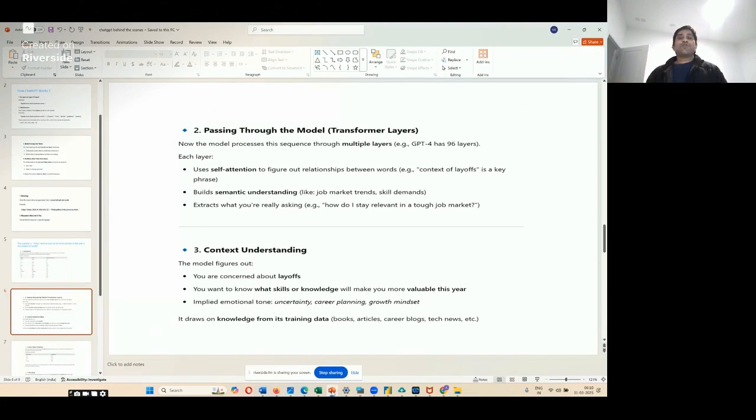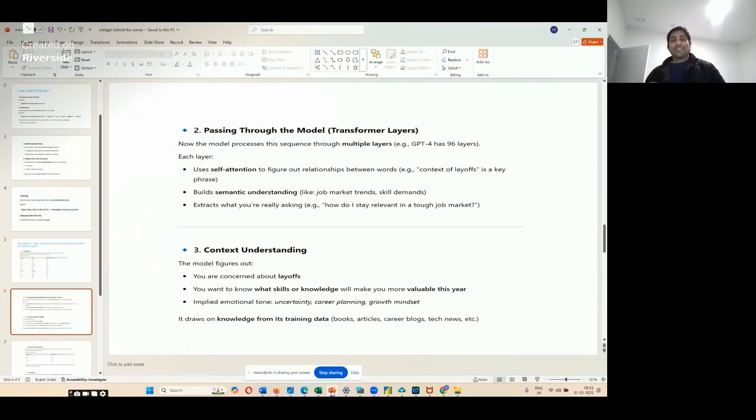The transformer uses a self-attention mechanism to figure out the relationship between the words. First, it sees what context this input is in, like the context of layoffs. It will try to build the key phrases. Once that is done, the semantic understanding is built. In this sentence, we are asking in the context of layoffs what you want to learn, like job market trends and skill demands. So it builds a semantic understanding and comes to know exactly what you are really asking: how do I stay relevant in a tough job market?